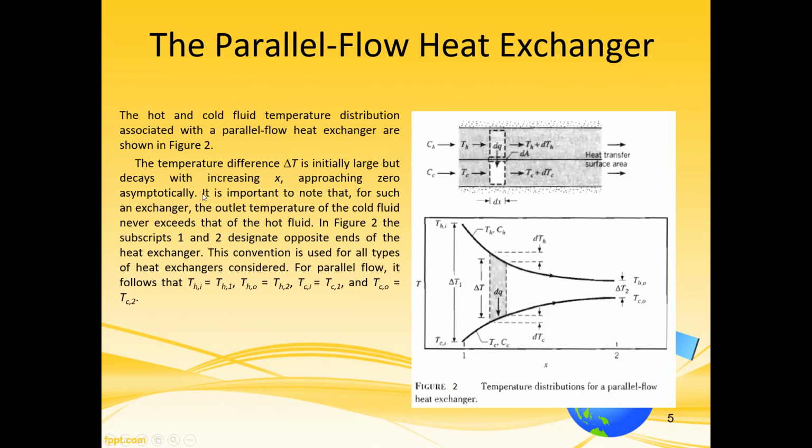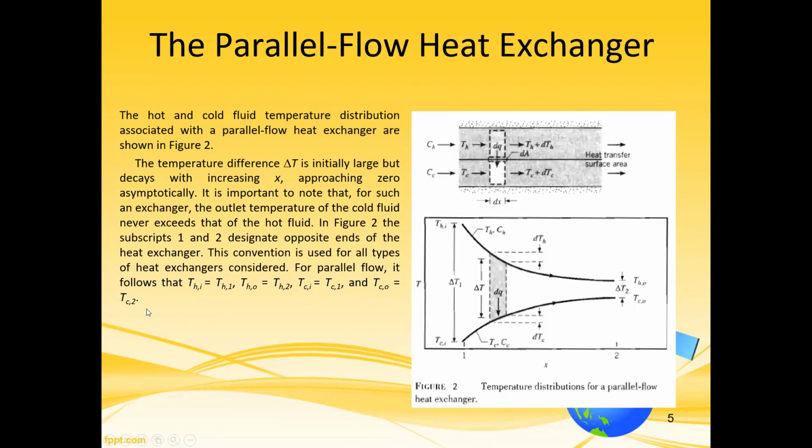Approaching zero asymptotically. It is important to note that for such an exchanger, the outlet of the cold fluid never exceeds that of the hot fluid. In figure 2, the subscripts 1 and 2 designate opposite ends of the heat exchanger. This convention is used for all types of heat exchanger considered. For parallel flow, it follows that T_h,i is equal to T_h,1. Ito. And T_h,o is equal to T_h,2, etc.